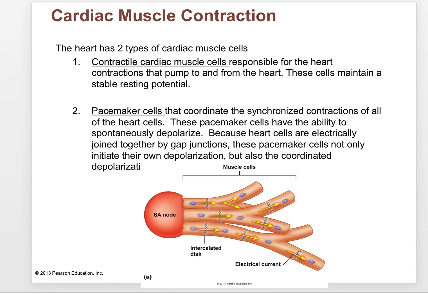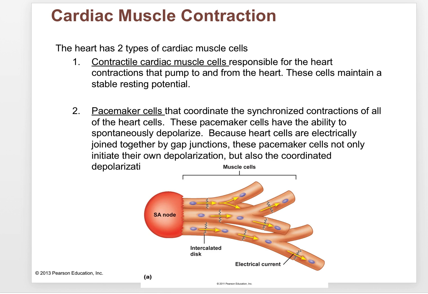It's helpful to look at the cardiac muscles having two different types of cardiac muscle cells. There's the cardiac muscle cells that contract, called contractile cardiac muscle cells. These are the cells that are responsible for the contractions that pump the blood to and from the heart. These cells maintain a stable resting potential, and they're similar to the skeletal muscle cells in that they're stable and they don't contract spontaneously.